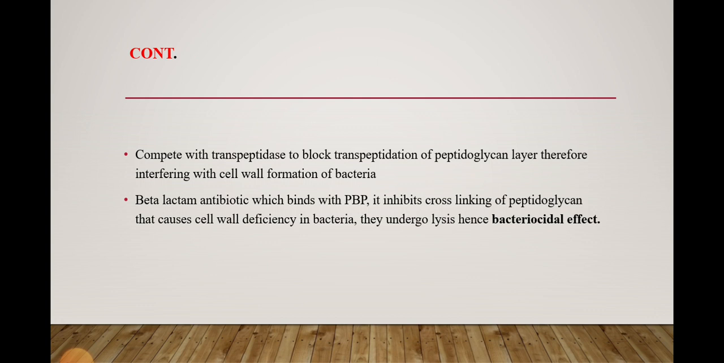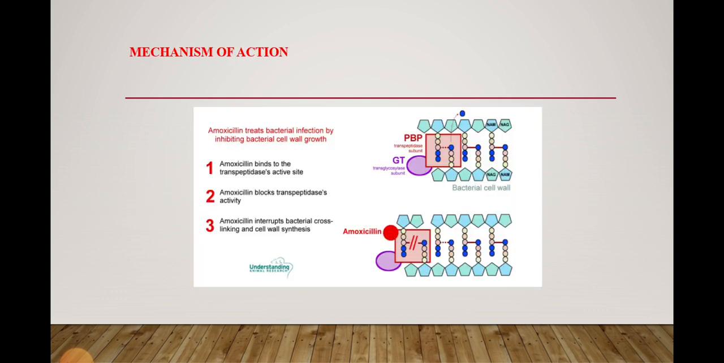It competes with the transpeptidase to block transpeptidation of the peptidoglycan layer, thereby interfering with cell wall formation of bacteria. Beta-lactam antibiotics bind with the PBP and inhibit cross-linking of peptidoglycan, which causes cell wall deficiency in bacteria. They undergo lysis, hence the bactericidal effect. Here is the mechanism of action of amoxicillin.